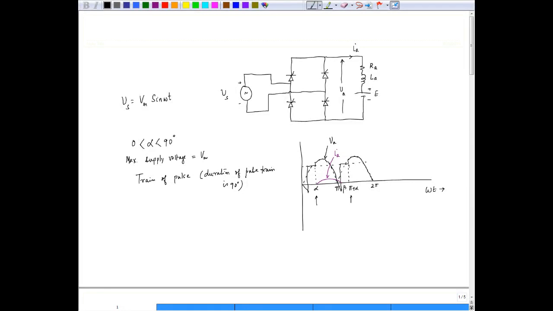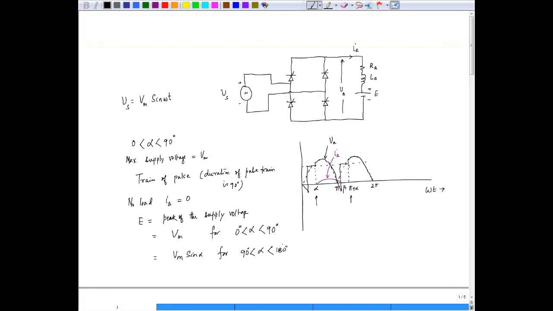Now we are saying that it is truly under no load condition. What is the meaning of no load? No load means armature current equal to 0. So no load implies IA equal to 0, absolutely. Which means the back EMF has to be equal to the peak of the supply voltage, and that's equal to Vm for alpha between 0 to 90 degree, and that's equal to Vm sine alpha for alpha between 90 to 180 degree.